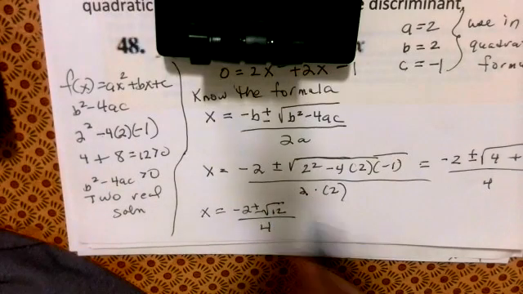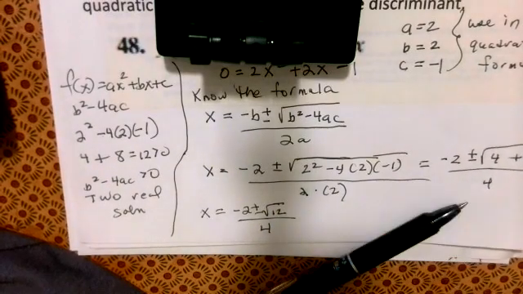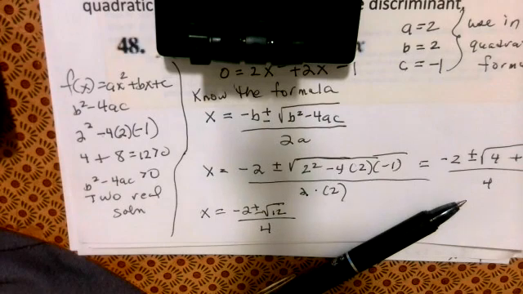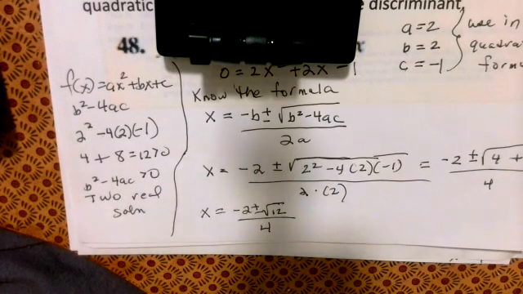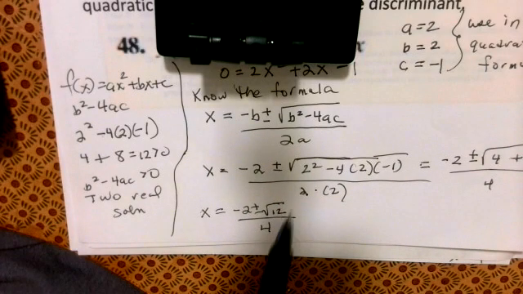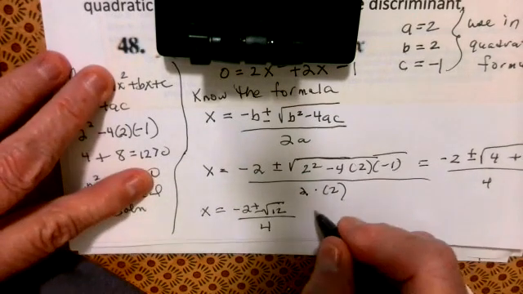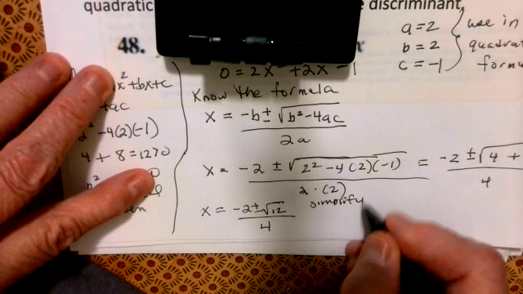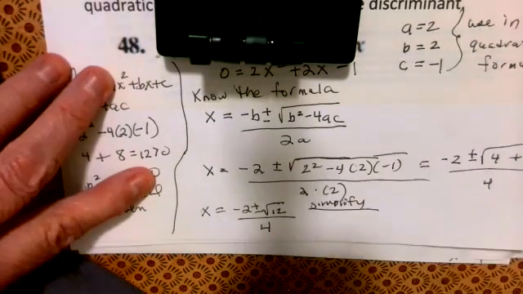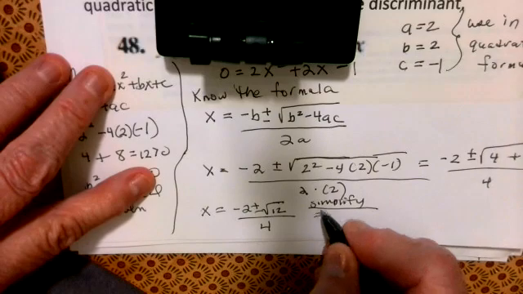Now, can the square root of 12 be simplified? Is 12 divisible by any perfect squares? Well, of course, any number is divisible by 1, and 1 is a perfect square, but that doesn't help us in simplifying. But how about 4? 4 goes into 12, and 4 is a perfect square. So I can simplify this. This is the answer here, but let's just simplify a little bit.